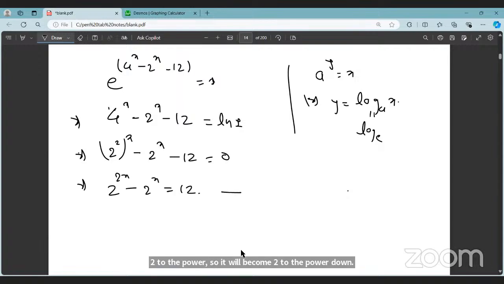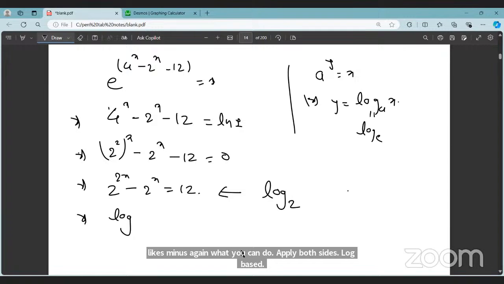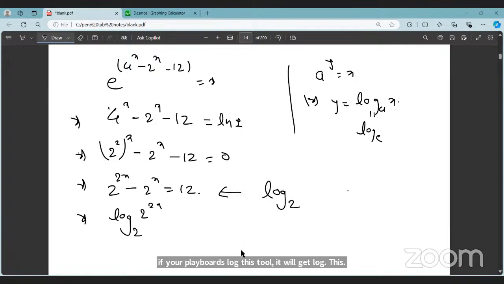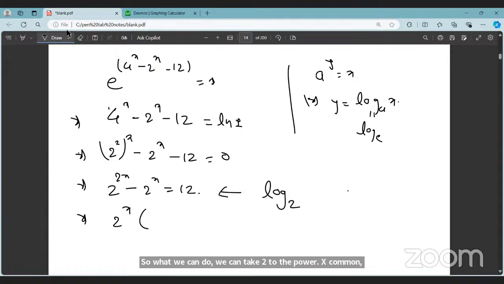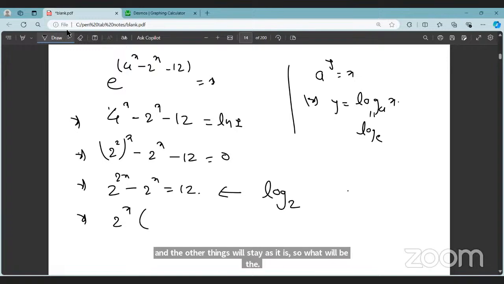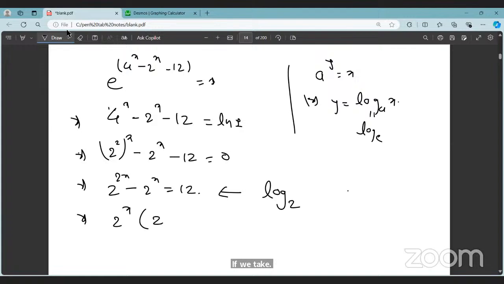Again, what can you do? Apply log base 2 on both sides. So if you apply log base 2 on both sides, what will you get? Let's take common first. We can take 2 to the power x common, and the other things will stay as they are. So what will be here? 2 to the power x, 2 to the power x minus 1. That's okay. Now apply log base 2.